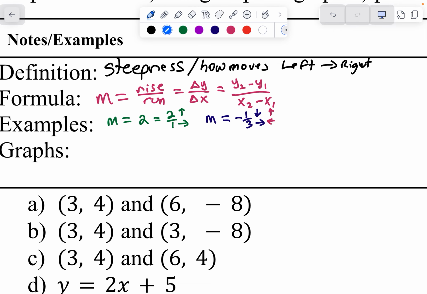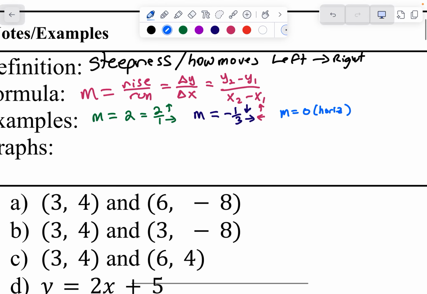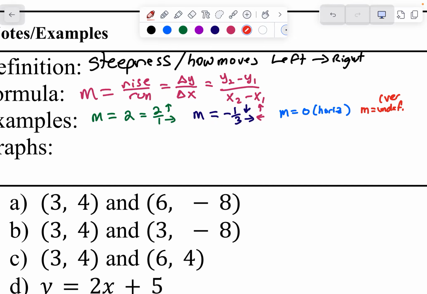A zero slope indicates that we have a horizontal line. An undefined slope, I'll just put UNDEF for undefined, indicates that we have a vertical line. So a positive line slopes up to the right. A negative line slopes down to the right. A horizontal line has no steepness. It's perfect and lovely and wonderful. Our little math bug can just walk on it real nicely.